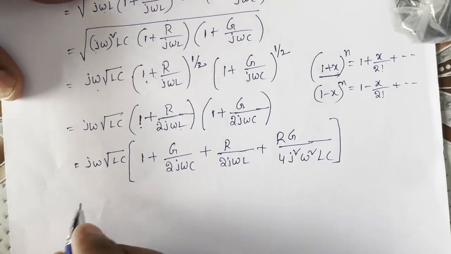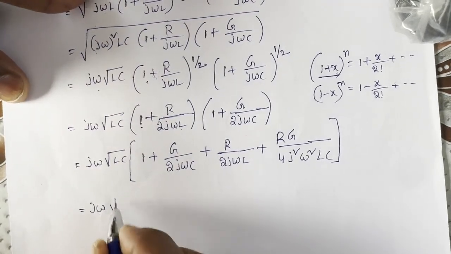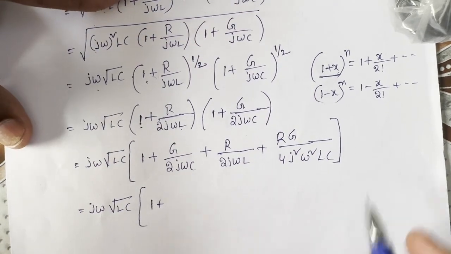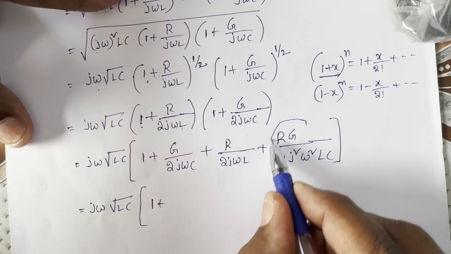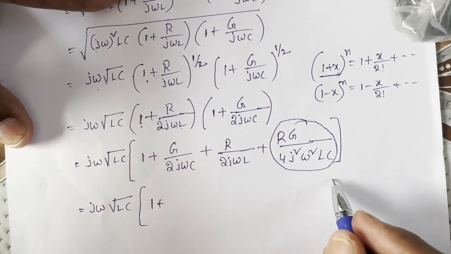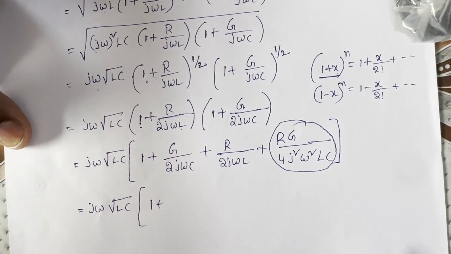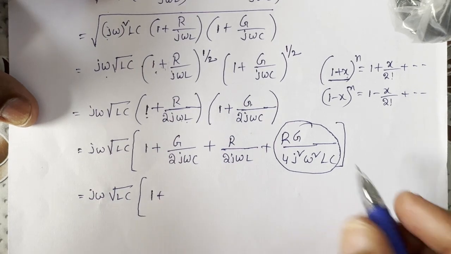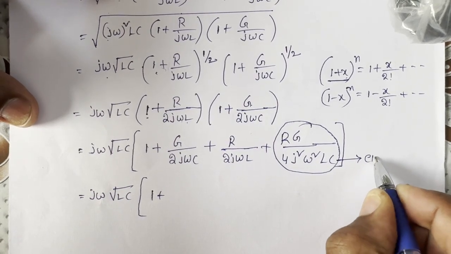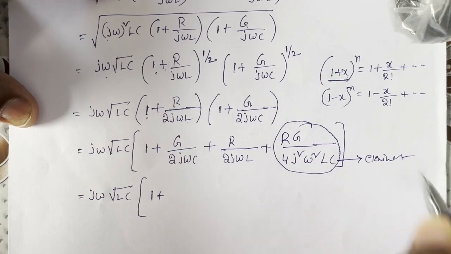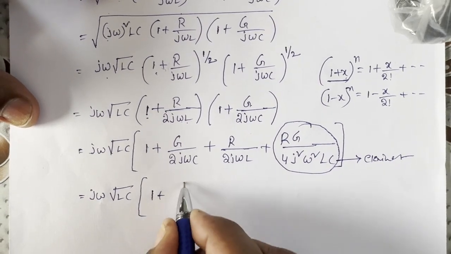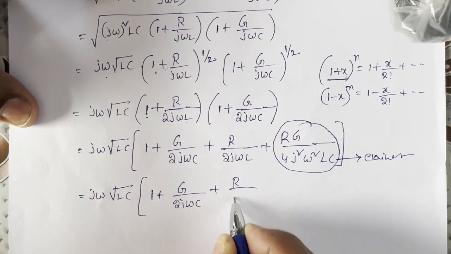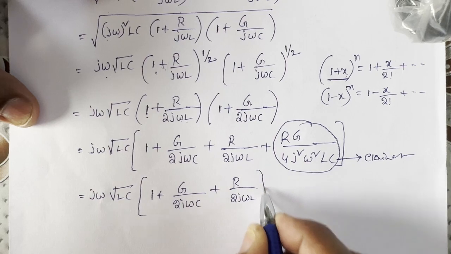Now here, j omega root LC into 1 plus, now I am eliminating higher order terms. This is the higher order term. That means at high frequency those higher order terms can be neglected. So I am eliminating this higher order term. So 1 plus G by 2j omega C plus R by 2j omega L.